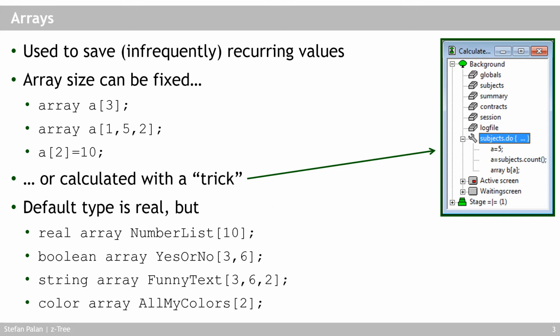Anyway, once you've defined your array, you can set, for example, the array at, or the vector value at, the second position equal to any number, for example, equal to 10.